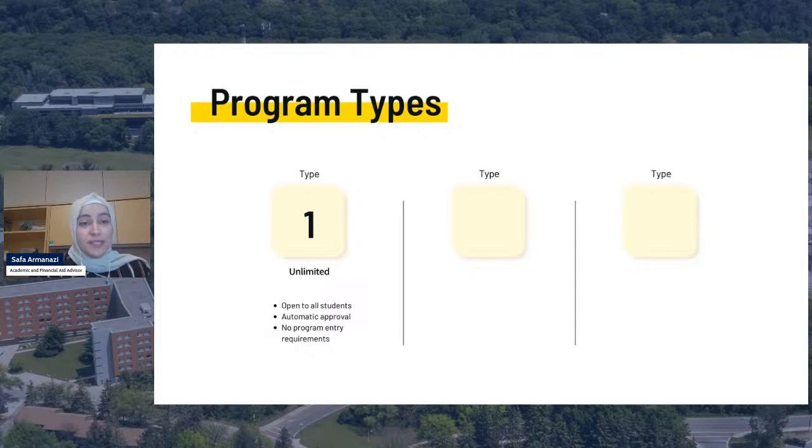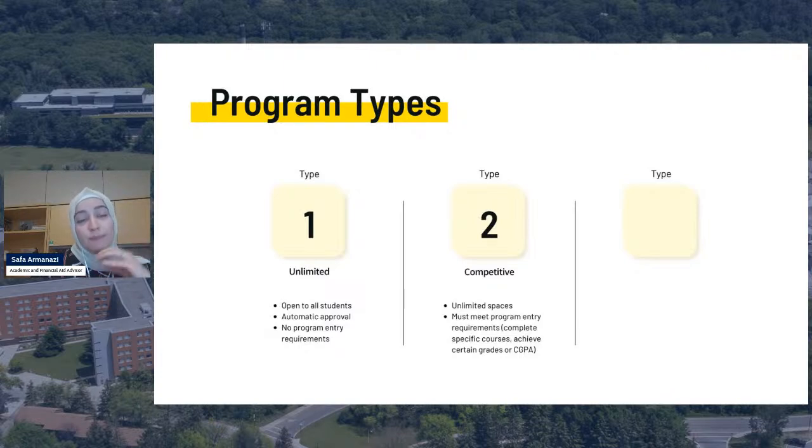Right, so you've heard me say something about program types, type 2 and type 3. We do have different types of programs. Not all programs have the same type. We have type 1 programs. These type 1 programs have unlimited spaces, and so these programs are open to all students. They're automatically approved as soon as you add them on Acorn, and they have no program entry requirements. So there are no specific courses that you need to take in your first year to be able to add these programs on Acorn.